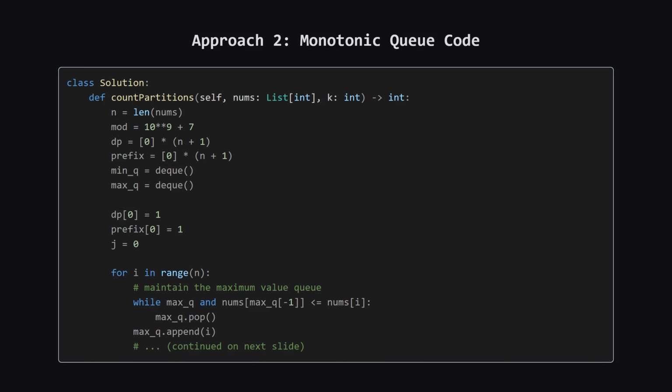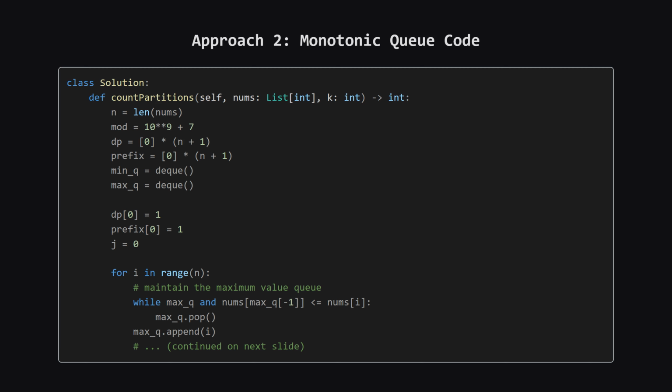Here's the start of the optimized solution. We set up our DP and prefix arrays just like before, but this time we initialize 2 deques, min_q and max_q. Inside the loop, notice the while loop for max_q.